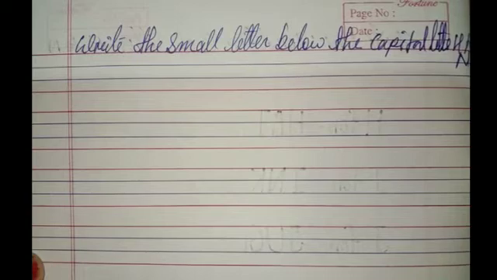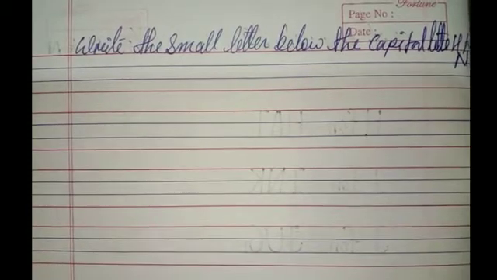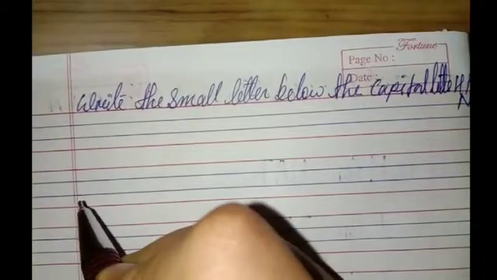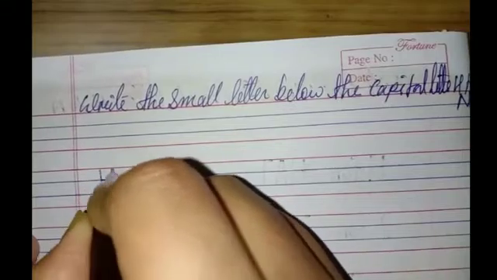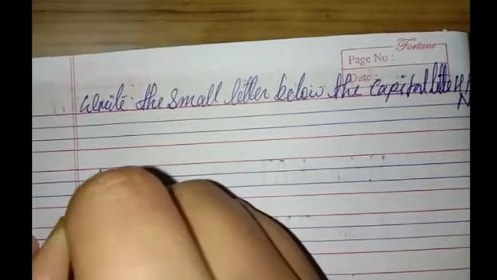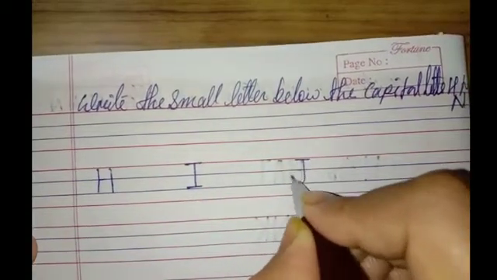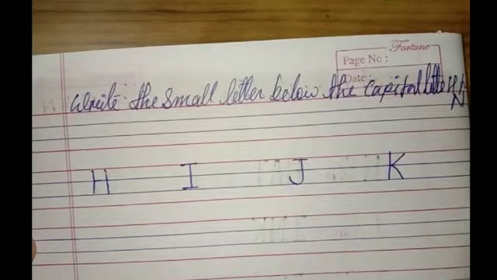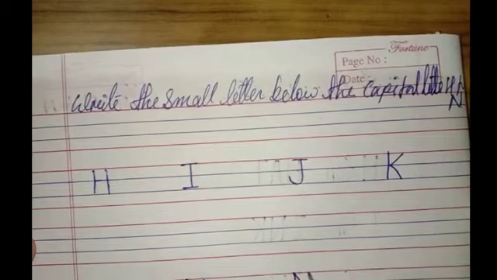Today I will teach you how to write the small letters below the capital letters in correct sequence. So let's start. Now students, you can see here, first of all I am going to write the capital letters H, I, J, K, L, M, N.